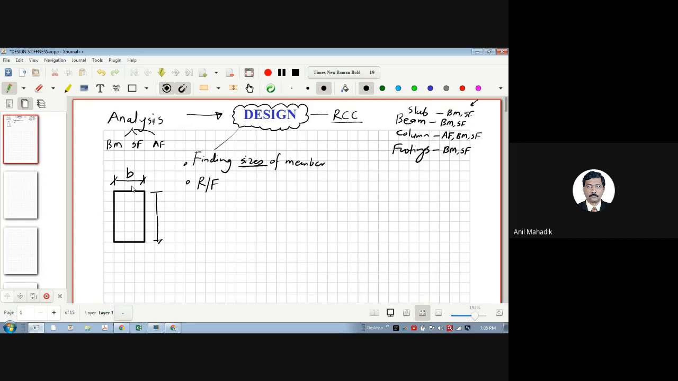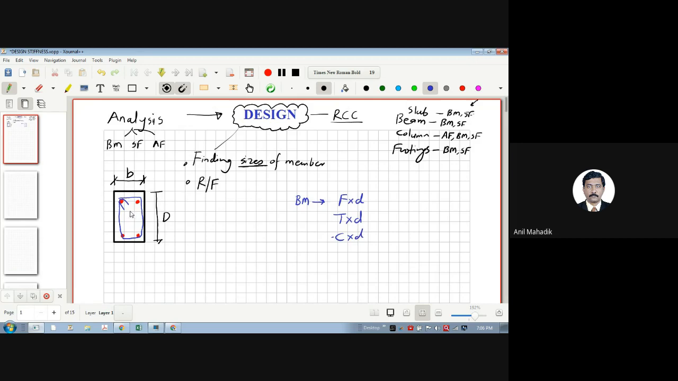And designing means deciding the size, B and D, of this beam, for example. Then putting the steel, so it may be main steel required for the bending moment, and there will be stirrups required for the shear force. So stirrups we provide for resisting the shear force, and this main reinforcement we provide for the bending moments coming in the structure. All of you know that whenever we call bending moment or moment, it is force into distance. So it may be tension into distance, or it may be compression into distance.